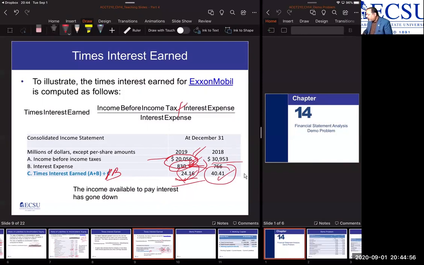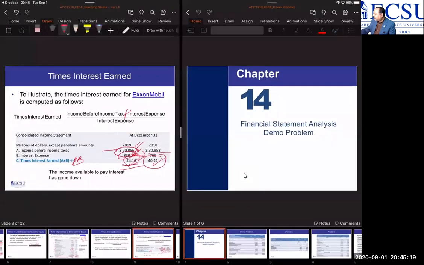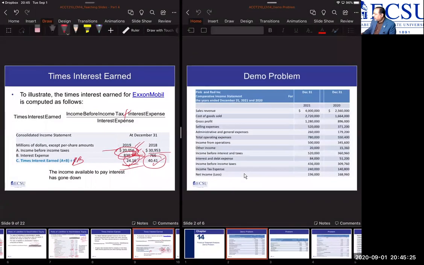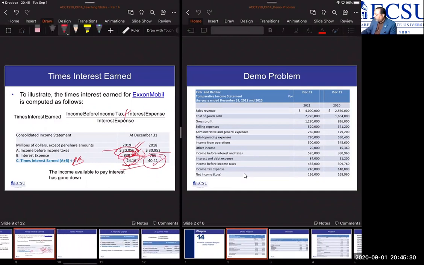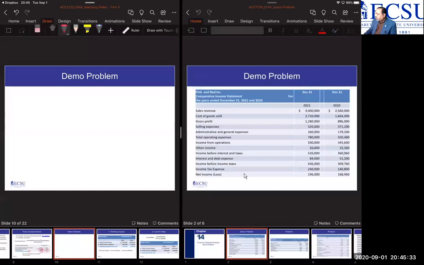Now what we are going to do is take a demonstration problem. We have talked about the liquidity analysis in the previous presentation, and we talked about the analysis in this one. Now we're going to apply that to a demonstration problem. So I'm going to take the demonstration problem here on the right screen, as you can see. Then we are going to take the ratios one by one. So let's just read the demonstration problem.